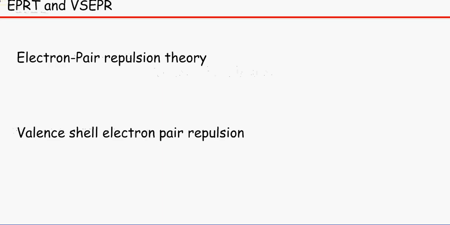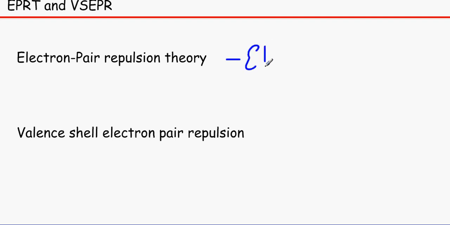So the first thing we should know is the Electron Pair Repulsion Theory and the valence shell electron pair repulsion. Basically, the first one tells us that we've got electron pairs in covalent bonds. We've got electrons sharing with each other. If there's more than one electron pair, they will repel each other as much as they can. Those are the two things you need to learn about electron pair repulsion theory.